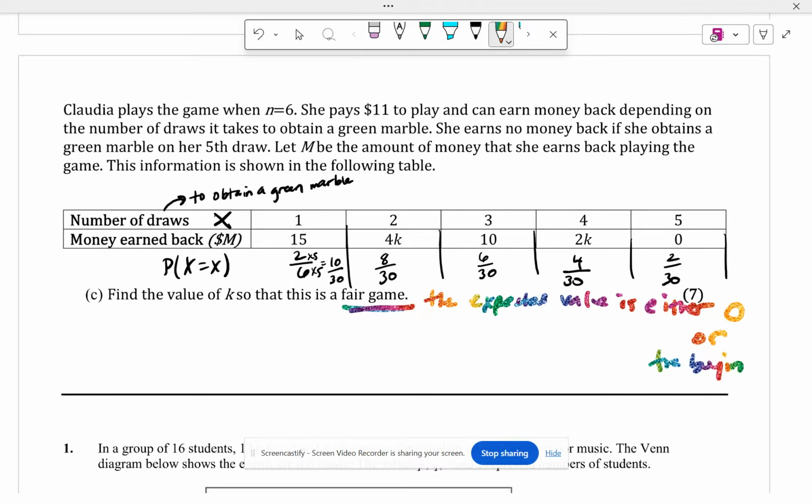If there is a buy-in, in this case I think there is. Does anyone see a buy-in mentioned? $11, right? So if it costs $11 to play this game, what should she expect to earn back for it to be fair? 11, right? Okay. So do you have the formula for expected value memorized, or maybe you want to pull it up on your formula booklet just so you're working with it. But essentially all we're trying to do is find out the expected value of x should be equal to 11 for the game to be fair.